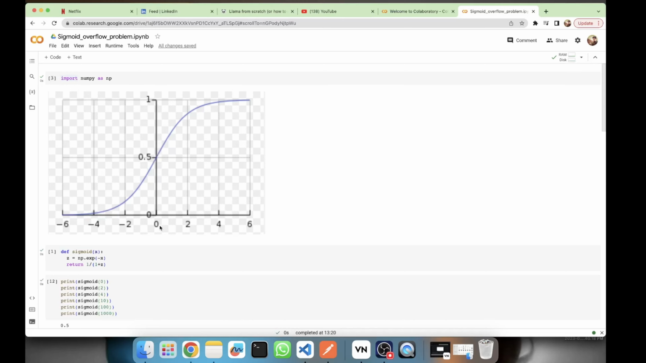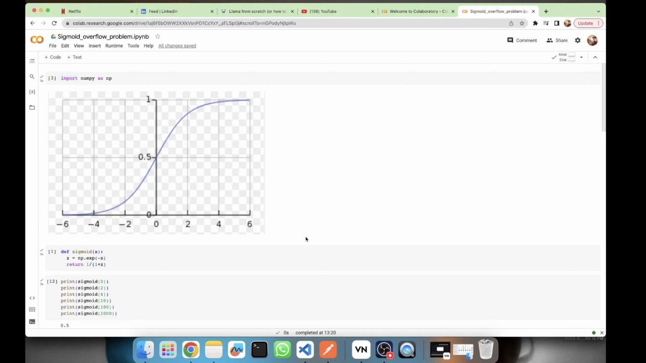So whatever is the value from 0 to infinity, the values of sigmoid function will be from 0.5 to 1, and from minus infinity to 0, the value would be between 0 and 0.5. So the range of sigmoid is from 0 to 1, and the domain is from minus infinity to infinity. That is how sigmoid is defined. The formula for sigmoid is 1 upon 1 plus e to the power minus x.